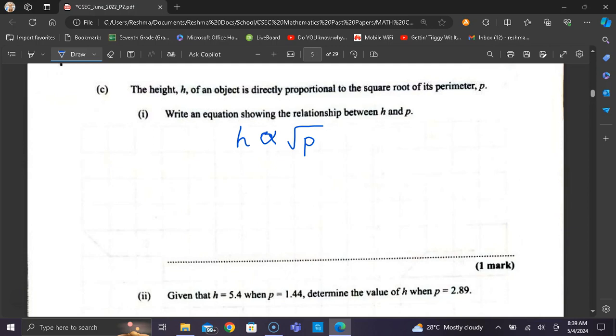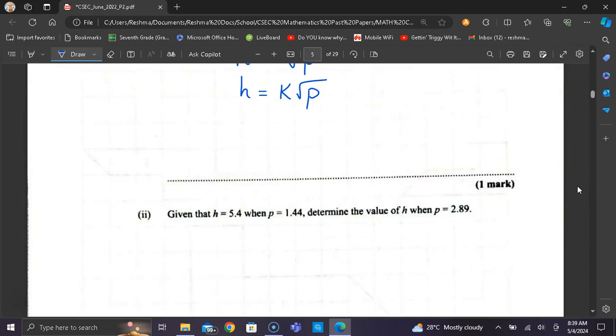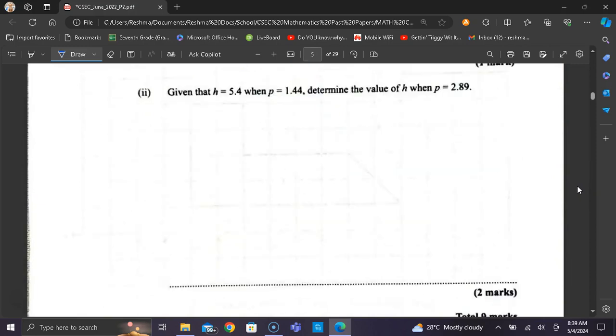So if h is directly proportional to the square root of p, it means that h is equal to constant k, which is the constant of variation, multiplied by the square root of p. Okay, so this is the equation showing the relationship between h and p that they were asking for. Alright, so that's 1 mark. Let's go on to part 2 for 2 marks.